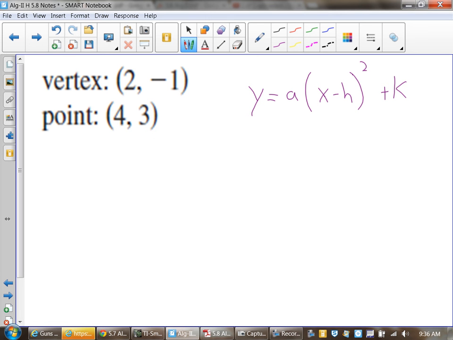The mistake that you guys might make is just accidentally switching an x and a y or an h and a k. Just watch it. Okay? So I know that the point is your x and your y. Here's your h and your k. And fill it in. So I know, let's see, 3 is a. 4 minus 2 squared minus 1.